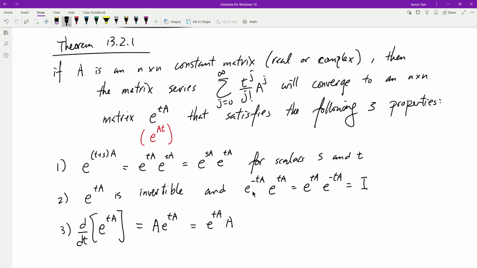Now, however, we don't have 1 over e to the tA, so don't think of it that way. The negative exponent doesn't turn it into 1 over, because we don't know how to divide matrices. So keep that in mind. Here e to the negative tA is simply the inverse of e to the tA, a multiplicative inverse, but not a reciprocal like a real number would have. And probably the most important thing is that when we take the derivative, it follows the same rule as the derivative for e to the scalar at, because when you do that, it just forms the number in front. So this mirrors that rule.